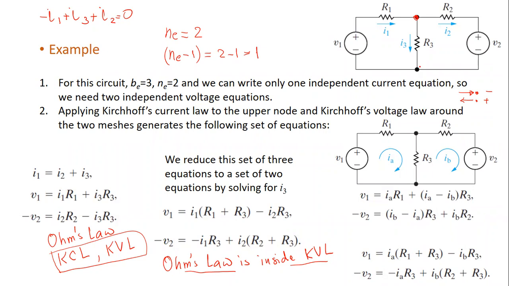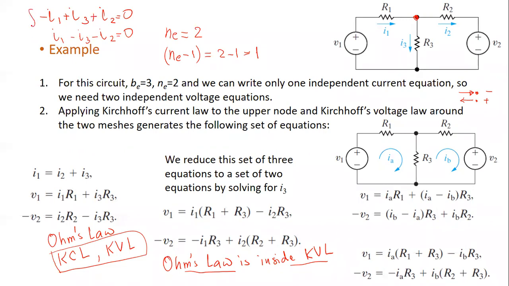What will be KCL to the lower node? Negative I3, negative I2, plus I1, and this is equal to 0. Okay, and I see in the chat box, yes, negative I3 plus I1 minus I2 is equal to 0. Thank you. Okay, so if you look at these 2 equations, what do you see?